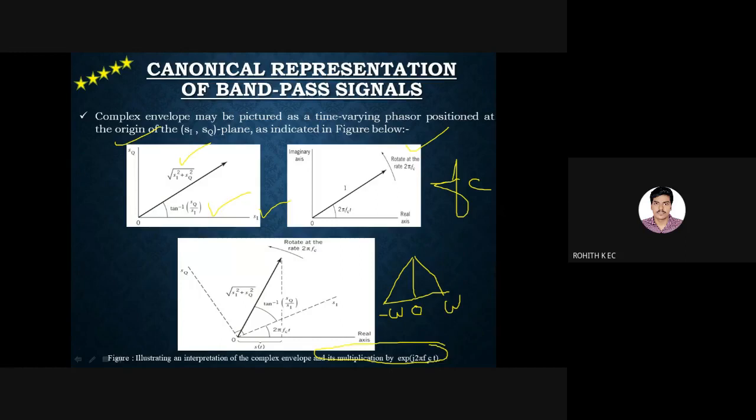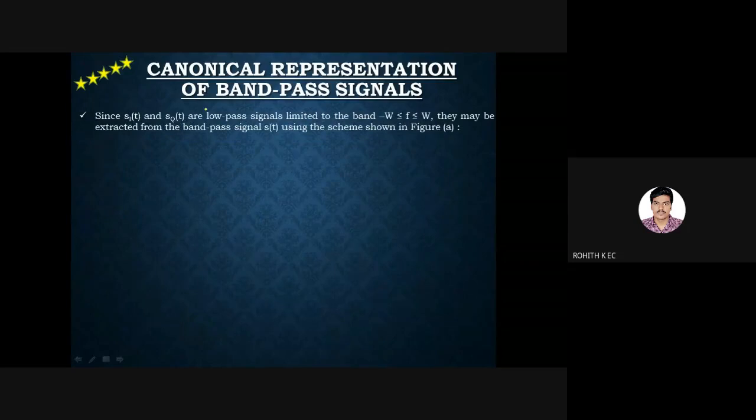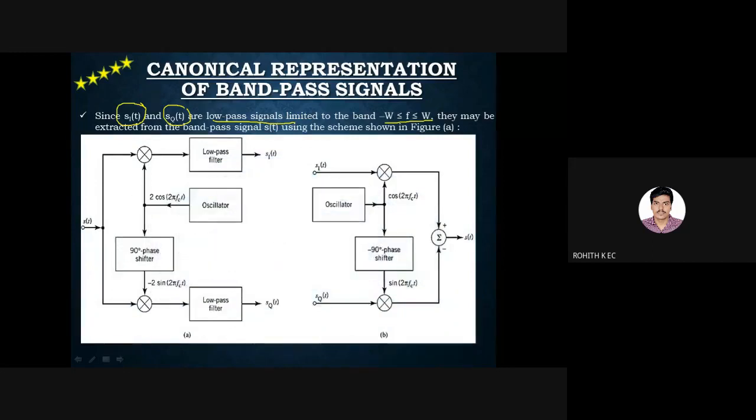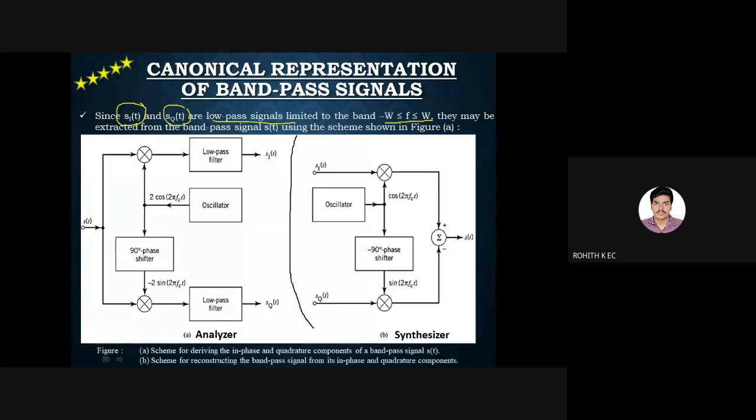Therefore, you can see whatever we have discussed in the complex envelope topic, we are trying to realize and visualize under canonical representation of bandpass signals. Okay. So next, as I told you in the previous slide, si of t and sq of t are your low frequency signals, which will have a frequency band of minus w to plus w, and the same can be visualized and implemented using this diagram. So all of you please pay attention and listen carefully. Figure B is also called the synthesizer, where figure A is the analyzer. So first let me focus on the synthesizer and then I'll come to the analyzer.